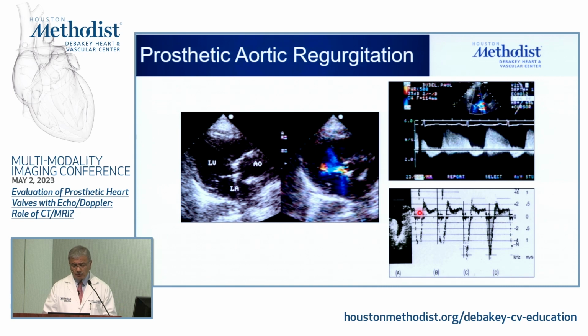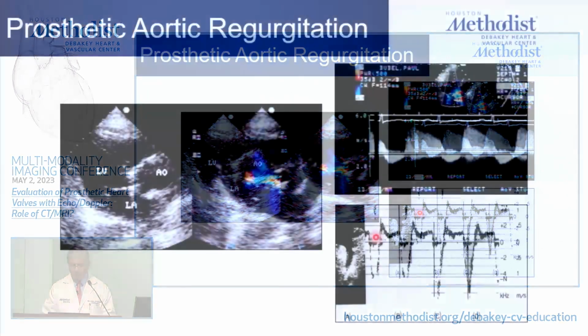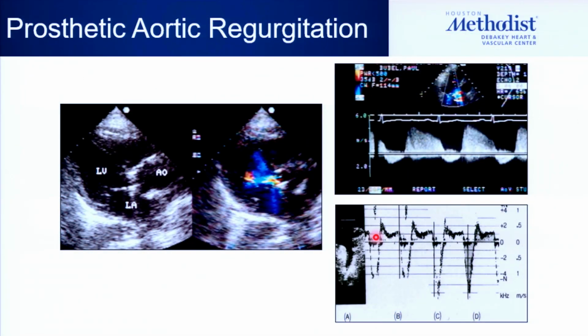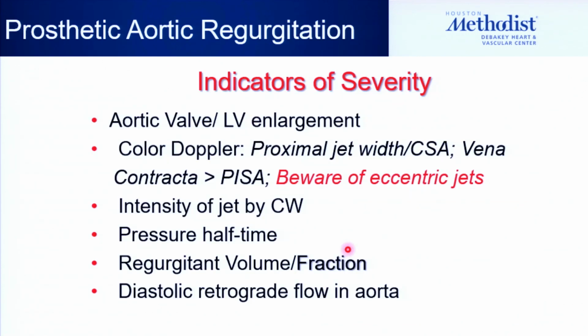For aortic regurgitation, lesser of an issue. The hemodynamics that we talked about, even for native valves, apply. You take a look at the jet. Unfortunately, quite often it may be eccentric, so you can't take a look at color Doppler well. Take a look at the descending aorta and look at reversal of flow. Pressure halftime tells you about hemodynamics, not necessarily severity. So these are the indicators of severity.